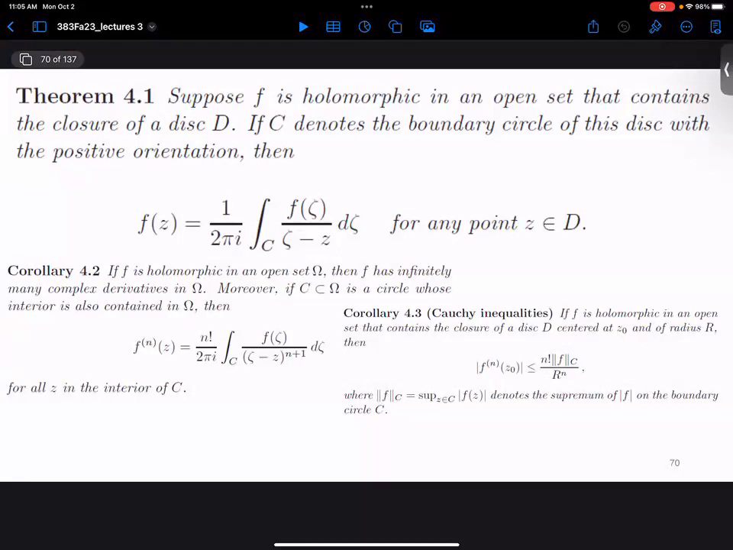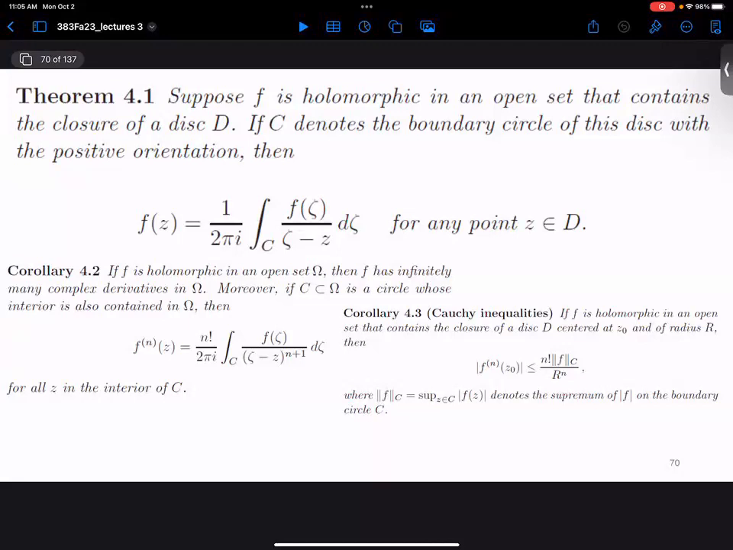And then we mentioned the Cauchy inequalities. This is a good bound for Cauchy. If f is holomorphic, then the nth derivative is bounded by n factorial times the sup norm, that's basically the largest value of f on the circle of radius r, divided by r to the n.